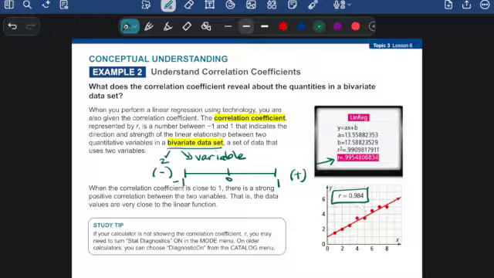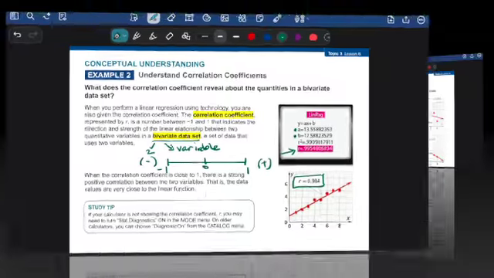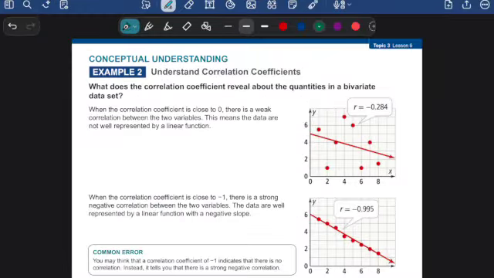So that means if we plug in these values into our best fit line, this would be a good way to predict other values for data points. When the correlation coefficient is close to 0, again, on that horizontal number line, 0 represents 0%, 0 correlation, 0 match between the data points and the trend line.